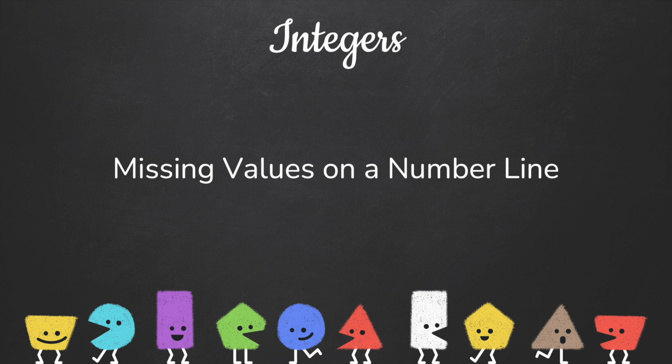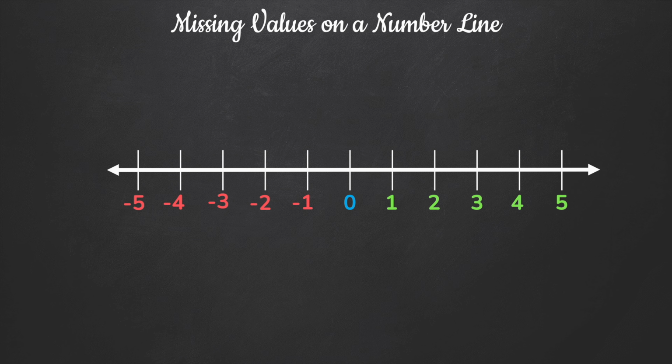Hello, mathematicians. Today we're going to be learning about integers, more specifically about missing values on a number line. So here we have a number line with integers. To the left, we have our negative integers. To the right, we have our positive integers, and in the middle, we have 0.